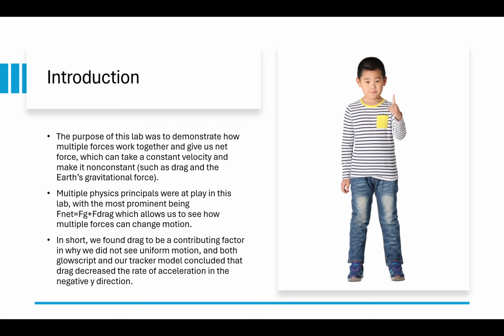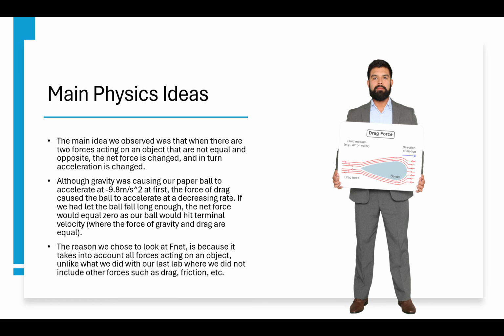In short, we found drag to be a contributing factor in why we did not see uniform motion, and both GlowScript and our tracker model concluded that drag decreased the rate of acceleration in the negative y direction. The main idea we observed was that when there are two forces acting on an object that are not equal and opposite, the net force is changed, and in turn acceleration is changed.